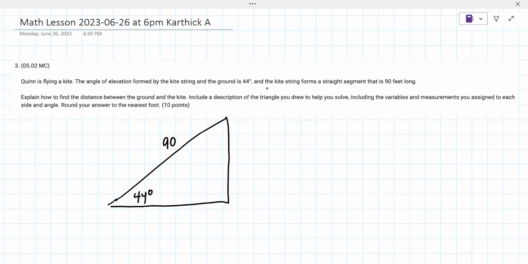All right, so it says explain how to find the distance between the ground and the kite. That's X here. Include a description of the triangle you drew to help solve the problem, including the variables, measurements you assign to each side and angle. Round your answer to the nearest foot. So you have to figure out how to label this triangle. We have to explain how to label a triangle.